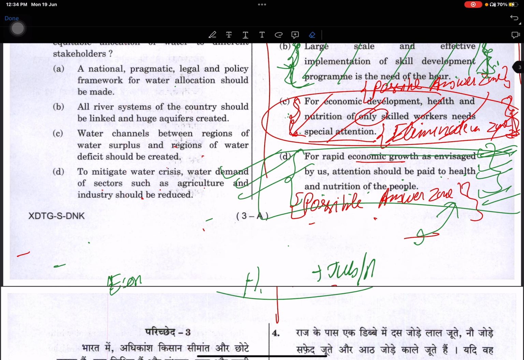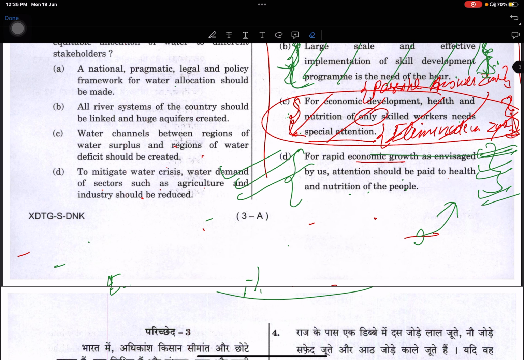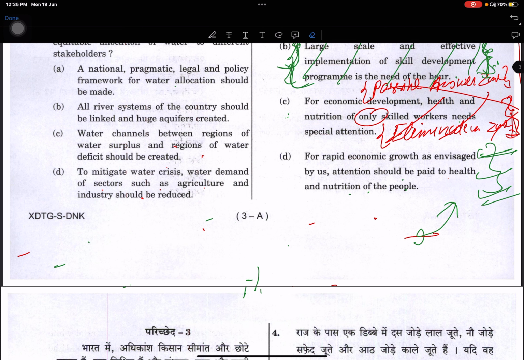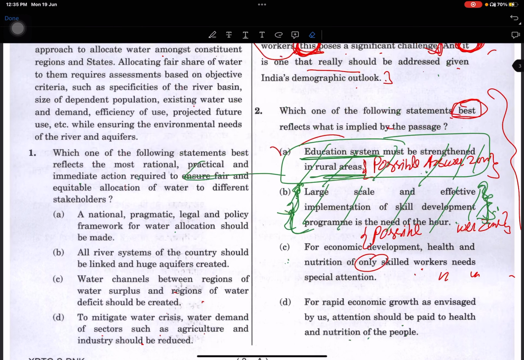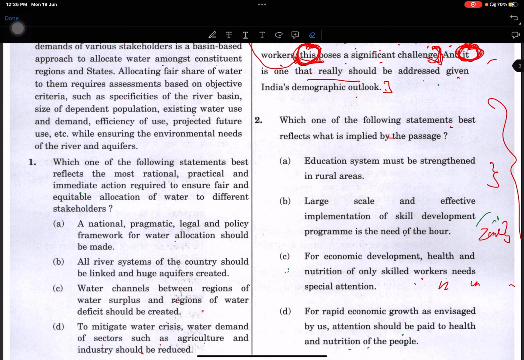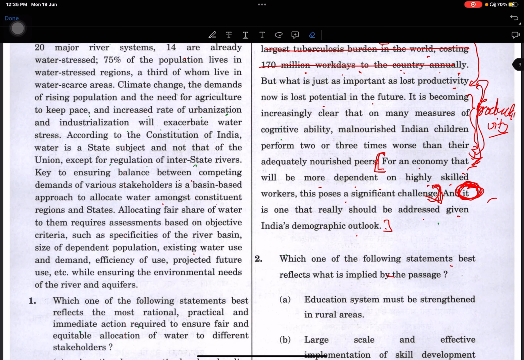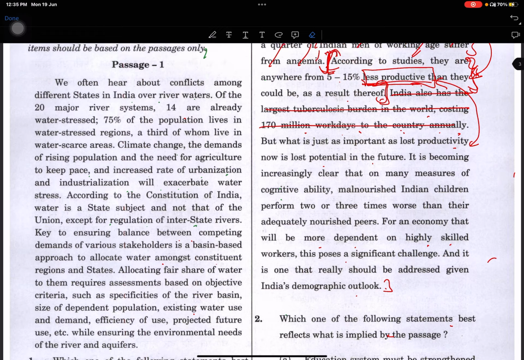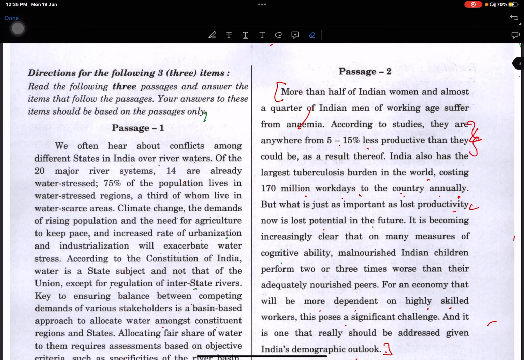I hope you have got the idea how to solve the passage. In the next video, we are going to solve passage 3. But before the next video, try to solve the passage 3 with this knowledge. See whether it is happening or not. Okay. So that's it from my side. Thank you. Take care. Bye bye.